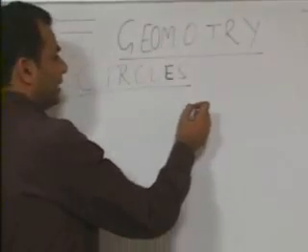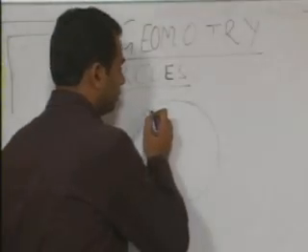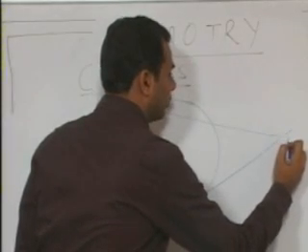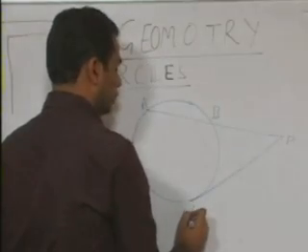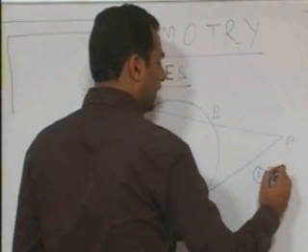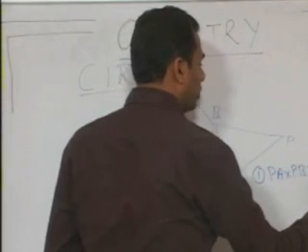Let's say the figure is something like this one. And this is point P, A, B, and let's say Q. So here we can say the first thing: PA into PB is always equal to PQ square.